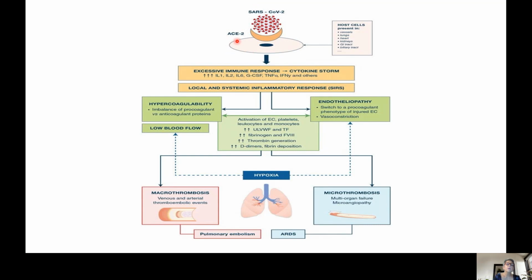ACE, angiotensin converting enzyme 2. Remember that happens, where does that happen? Oftentimes in the lungs, right? Remember from the earlier picture that I showed at the beginning, the host cells are present in vessels, lungs, hearts, kidneys, GI tract, and the biliary tract. So when this ACE2 is released, then there are receptors that are present in all of those places within the body.